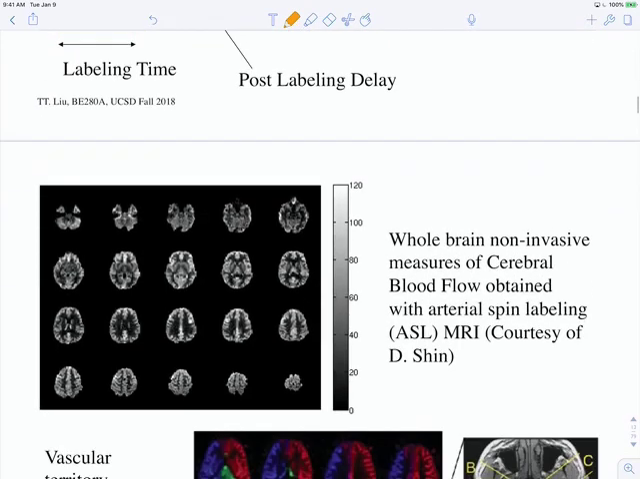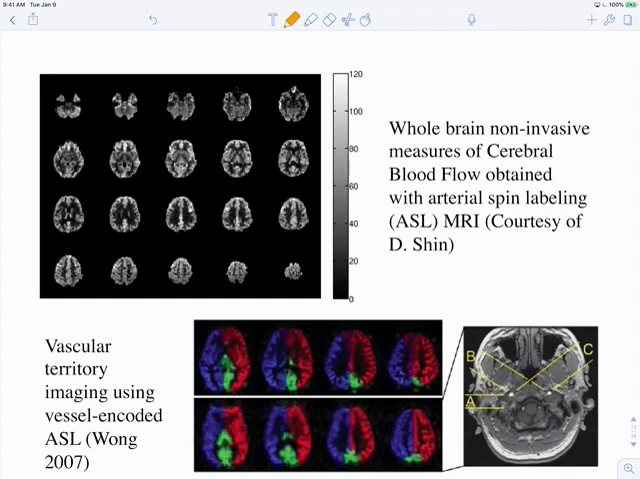And it turns out if you do that, remarkably, you end up with these pictures. So these are pictures that take about 5 minutes. And the nice thing is there's no contrast involved. It's fully non-invasive. We just tip the spins in the blood, and you can have these very nice images of how much blood is getting to every part of the brain.